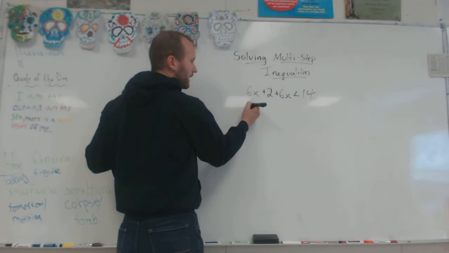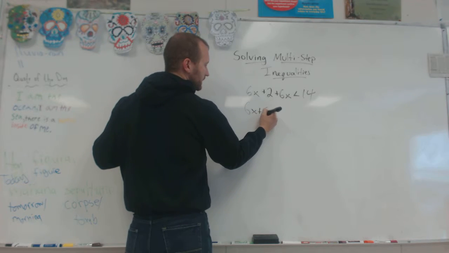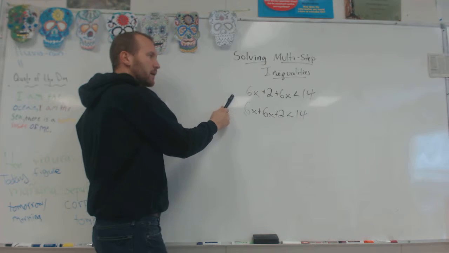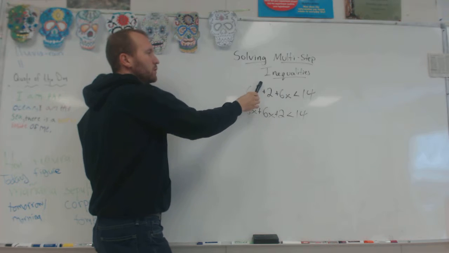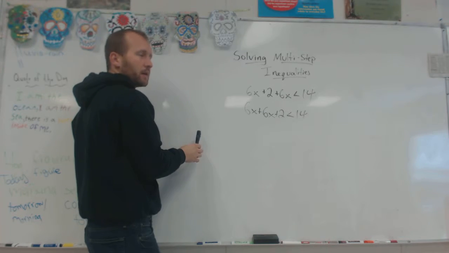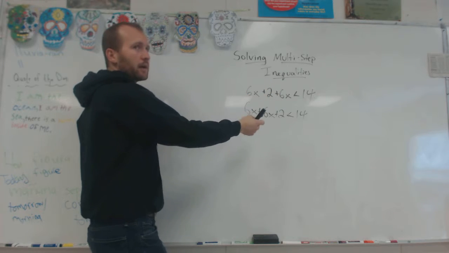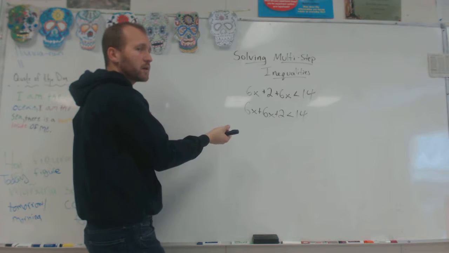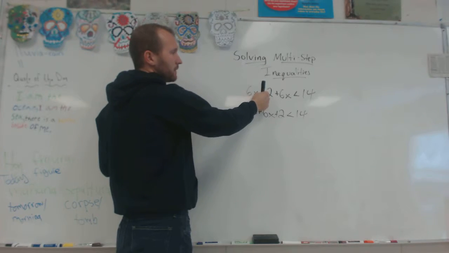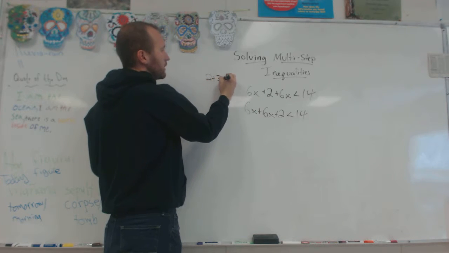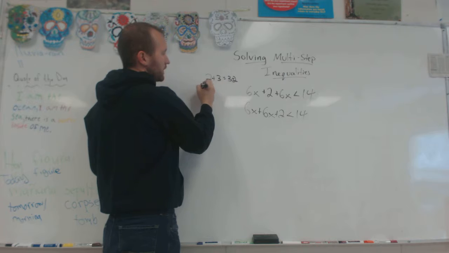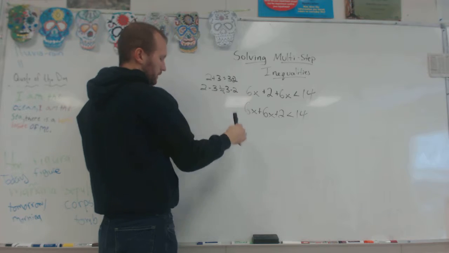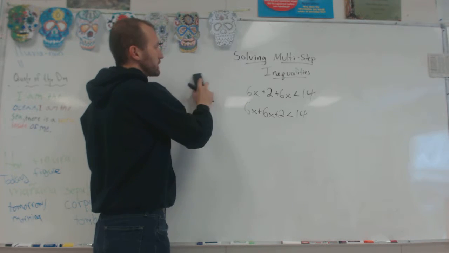So this is the same thing as 6x plus 6x plus 2 is less than 2. This is using the commutative property of addition. I can move my 6x here. If it had been a minus 6x, I would have had to move the minus sign with it. Right? So commutative property only works for addition. Right? Like 2 plus 3 equals 3 plus 2. But 2 minus 3 does not equal 3 minus 2.